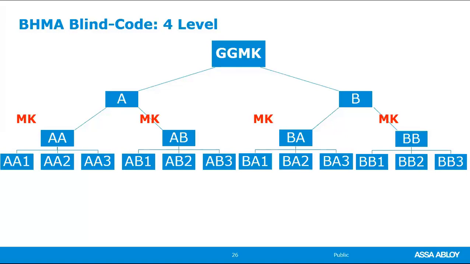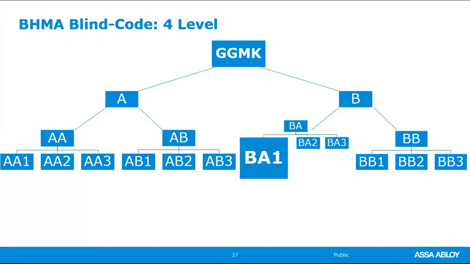My double letters are master keys. My single letters are grand master keys. And my top master key is a great grand master key. Now let's break this down a little bit so you can see how keys fit in the hierarchy. Let's take BA1. So we'll see the hierarchy of how this breaks down.